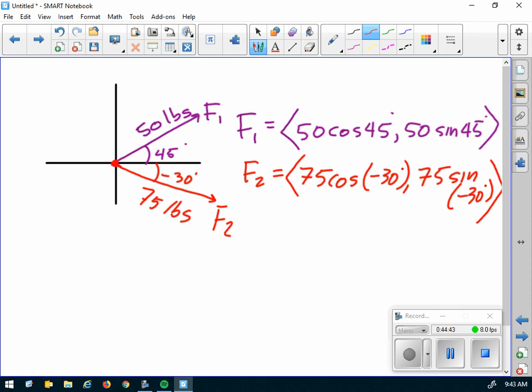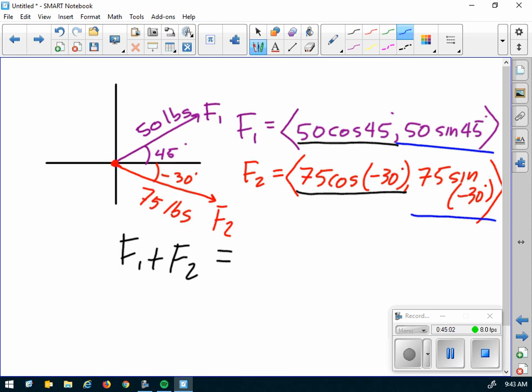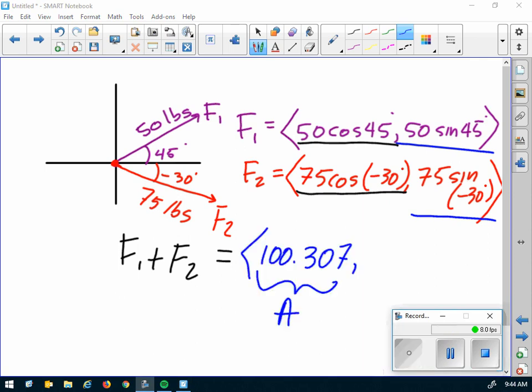So, F1 plus F2. Here's what I want you to do. I'm not going to talk you through all of this. I want you to find the horizontal component, store it in A. I want you to find the vertical component and store it in B. Then I want you to find the magnitude and the direction. Okay, I'm just working this kind of by myself here. I got negative 2.145. Okay. We're going to store that in B.